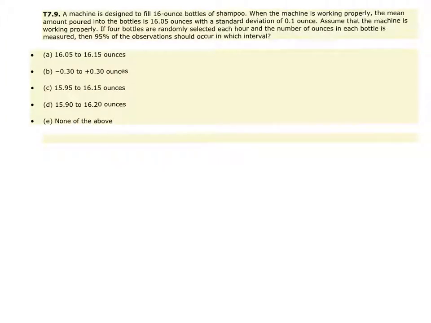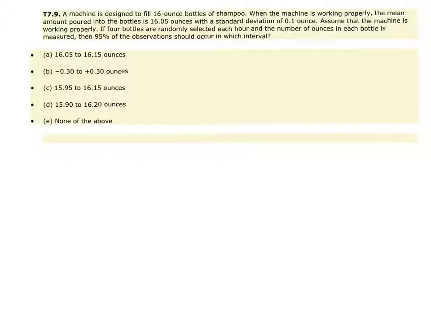Number 9. A machine is designed to fill 16-ounce bottles of shampoo. When the machine is working properly, the mean amount poured into the bottles is 16.05 ounces and the standard deviation is 0.1 ounce. Assume that the machine is working properly. If 4 bottles are randomly selected each hour and the number of ounces in each bottle is measured, then 95% of the observations should occur in which interval?